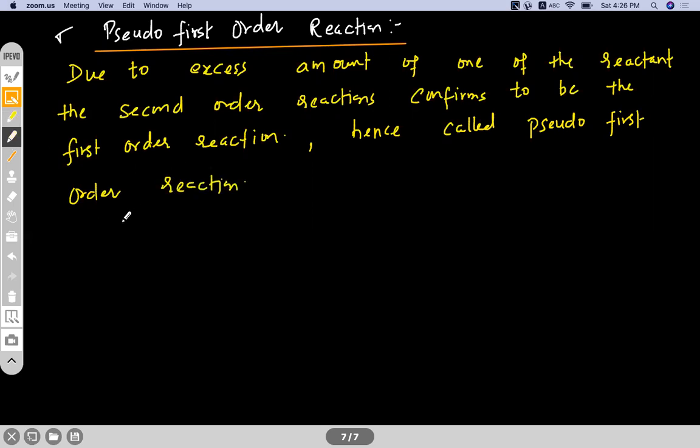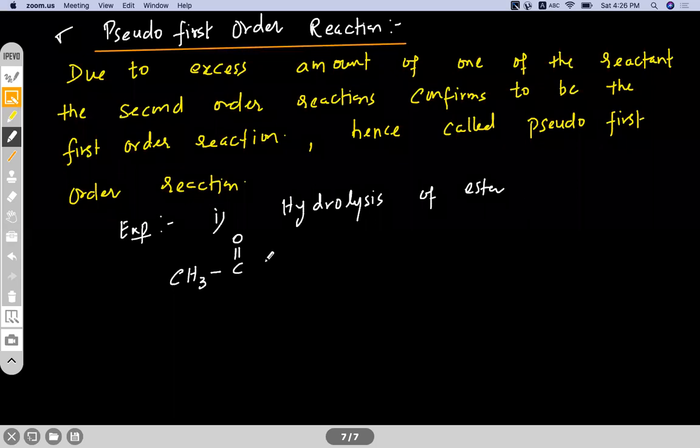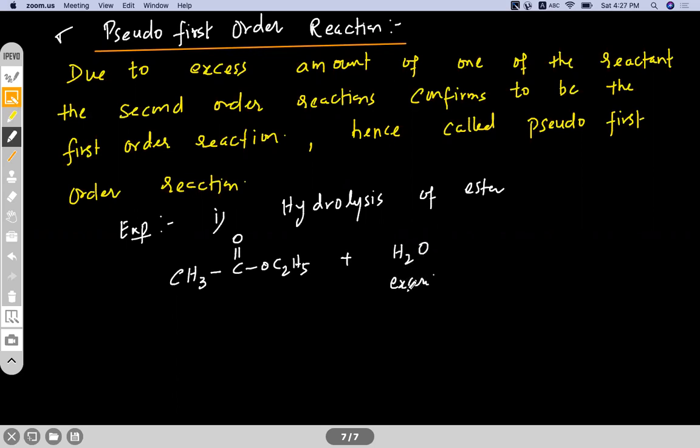Just a few examples you need to know in this. The first one is hydrolysis of ester, acidic hydrolysis. Suppose we have CH3COOC2H5 present in water, and excess of water we have. In presence of an acid, it converts into acid and alcohol.